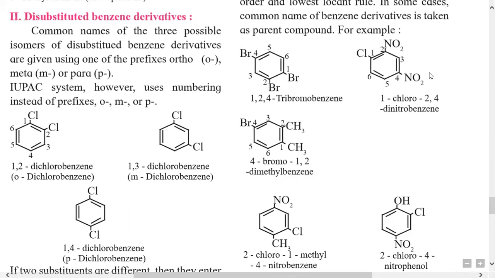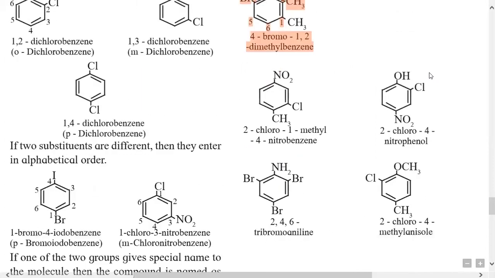Then bromine and methyl groups. According to alphabetical order, bromine comes first, and here there are two adjacent methyl groups, therefore the minimum numbers are given like 1, 2, 3, 4. So it is 4-bromo-1,2-dimethylbenzene. The next example has chloro, and according to alphabetical order, numbering is given from the methyl group as 1, 2, 3, 4. So it is 2-chloro-1-methyl-4-nitrobenzene.